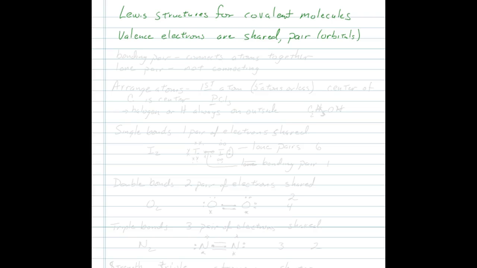There are two types of pairs of electrons. There are bonding pairs. A bonding pair is what connects the atoms together. And then you have a lone pair. And a lone pair is a pair of electrons not connected to a set atom.